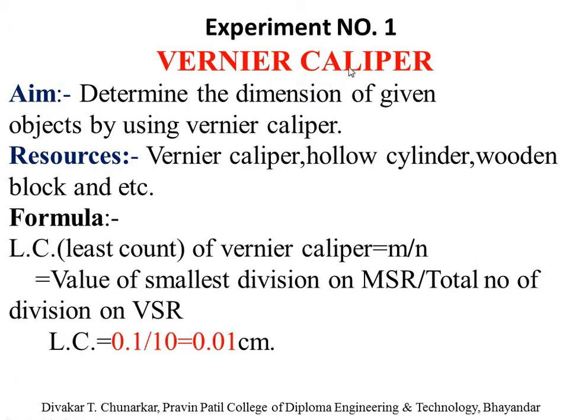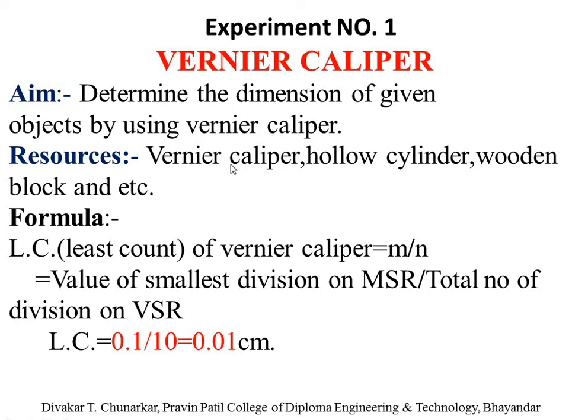Student, this vernier caliper is the name of instrument. So, in our first experiment, our aim, our title: determine the dimension of given object by using vernier caliper. A resource is also known as instrument or apparatus. Number one, vernier caliper, hollow cylinder, wooden block, etc. But in this experiment, we have to use only vernier caliper and hollow cylinder. Hollow cylinder means pipe.